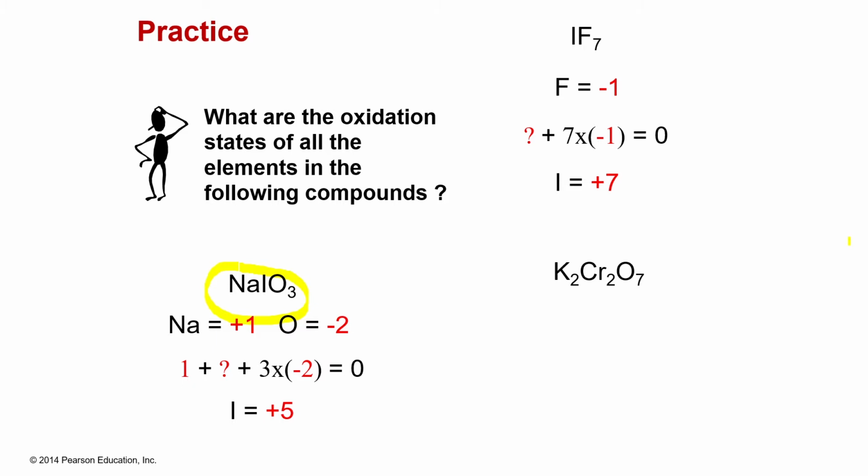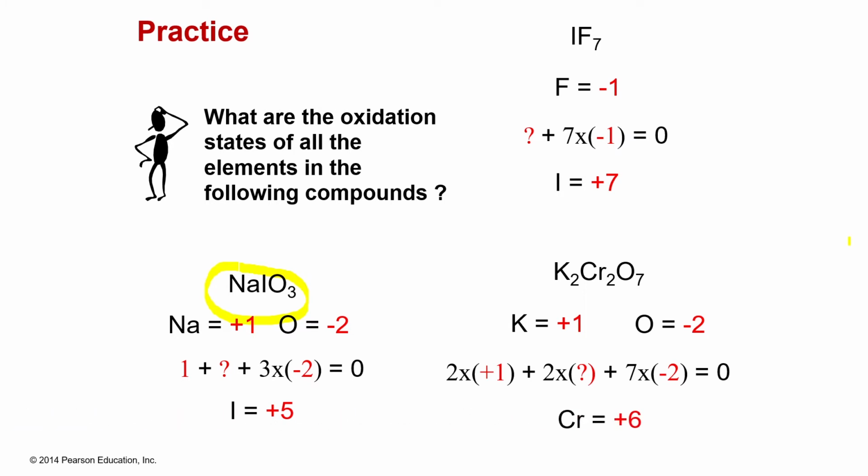Let's look again at the rules. Potassium is an alkali metal, so it has a +1 oxidation state. And oxygen, again by the rules, is -2. So we have to solve for chromium. Again, remember, this is not the chromium ion, the monoatomic ion that has a +2 or a +3 charge. This is part of a polyatomic ion. So we have 2 potassiums at +1 each, plus 2 chromiums at whatever, plus 7 oxygens at -2. That should all add up to 0. We solve for the oxidation state of chromium, and you notice that it is +6.